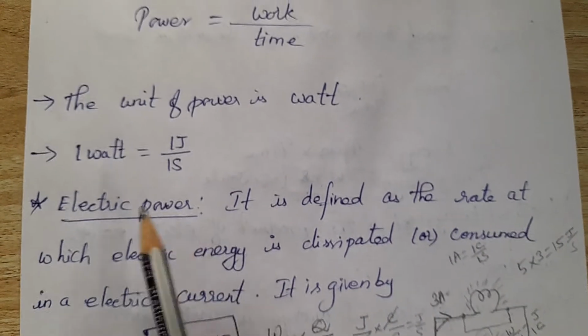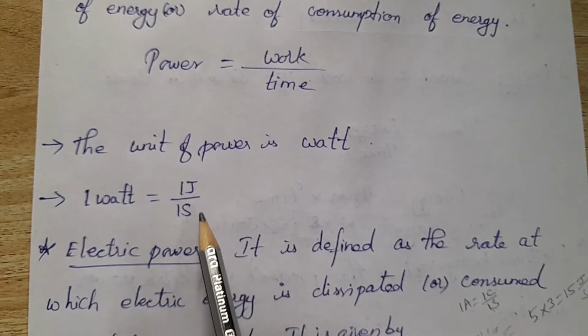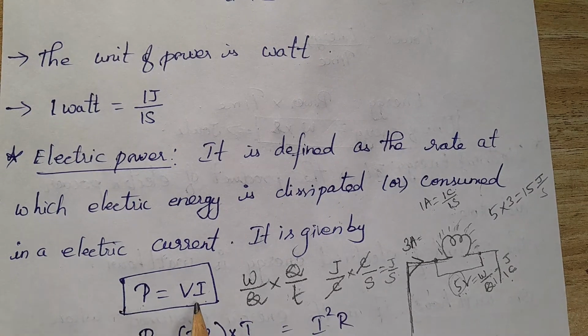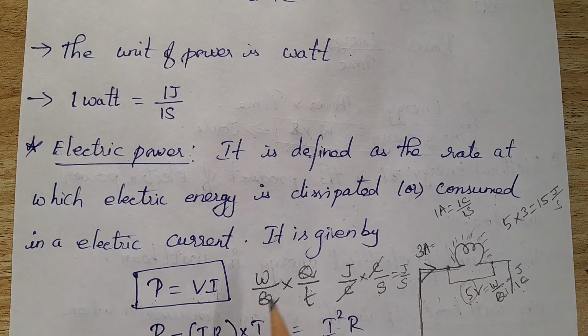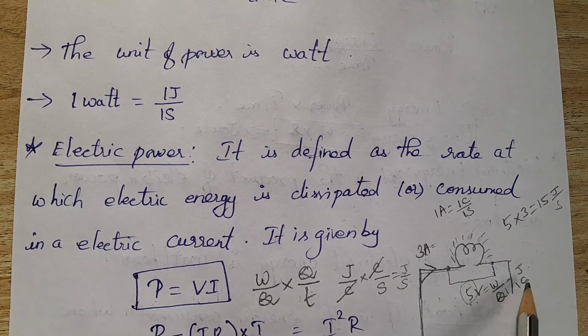You know that the unit of power is the watt, and 1 watt is equal to 1 joule per 1 second. This is how it has come: power equals VI. V is nothing but the potential difference, and I is the current carried. 3 amps of current flowing here means how much energy will be dissipated? To move 1 unit of charge, 1 coulomb, it requires 5 joules of energy, right?